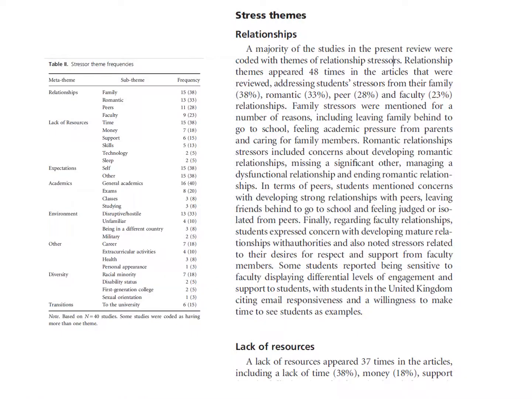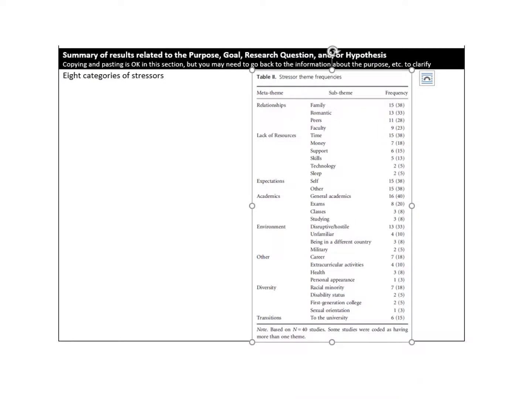With the information from the discussion, we can go back to the results to find more specific details about the 8 categories. When you go to that section, Table 2 might catch our attention before we see the stress themes heading. The details in the paragraphs about the themes can help add to our understanding of what those themes mean, but the information from the table is probably sufficient for our notes.